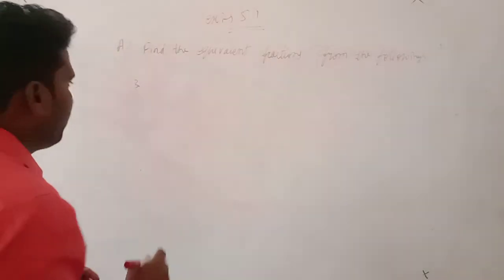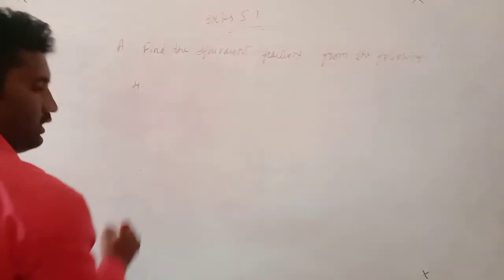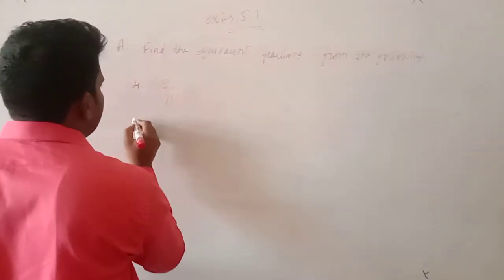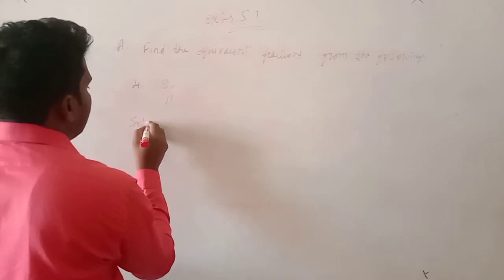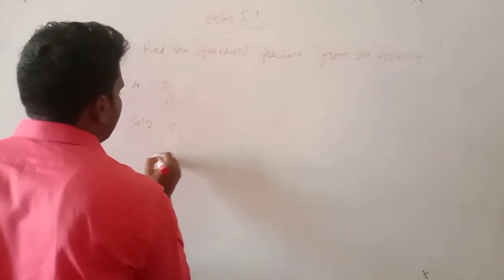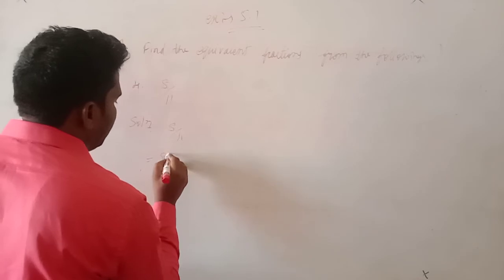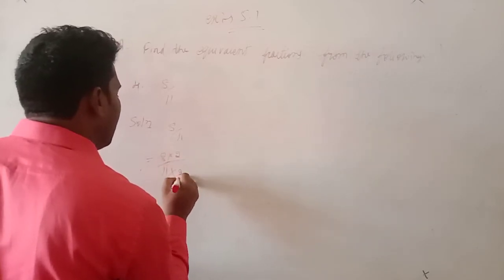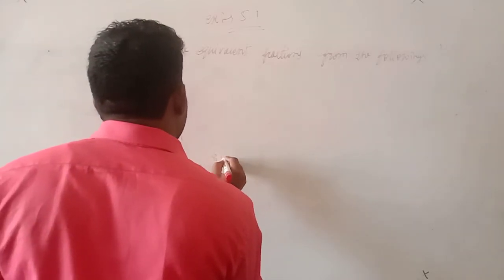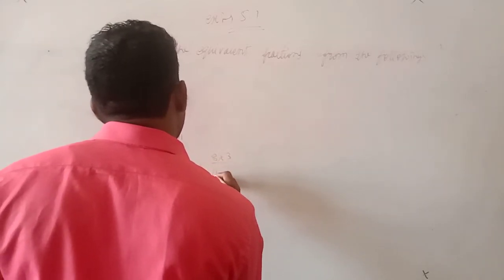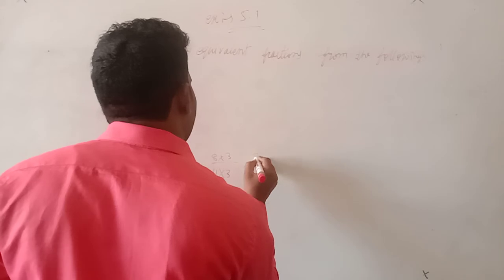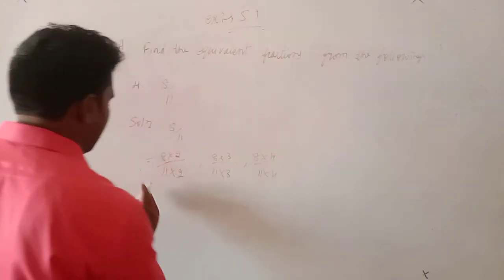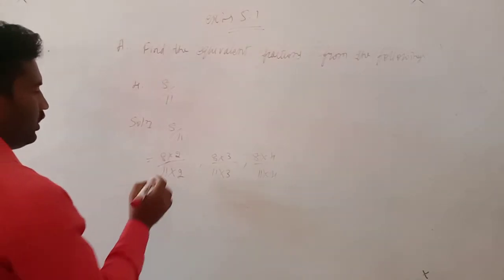So third one, fourth one. In the first pair, that is the fourth one, 8 by 11. 8 by 11: 8 into 2 divided by 11 into 2, 8 into 3 divided by 11 into 3, 8 into 4 divided by 11 into 4. So how much will we get?